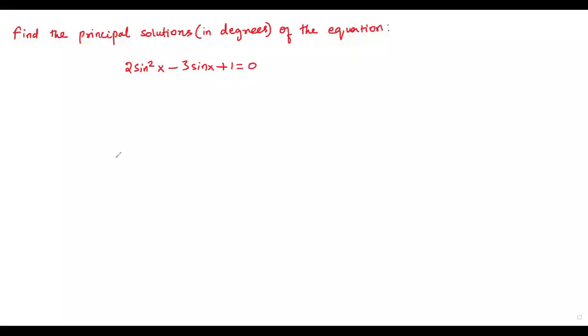Here we have a problem in trigonometry. Okay, let's go to the question. Find the principal solutions in degrees of the equation 2 sin square x negative 3 sin x positive 1 equals to 0. Okay, in this trigonometric equation, we have the variable x.